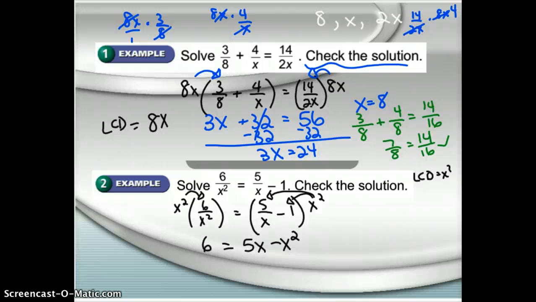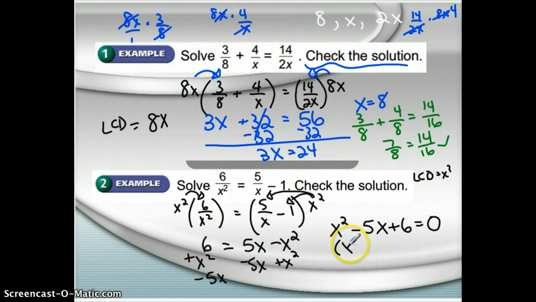So I'm going to want to set one side to equal 0. I always like to have a positive x squared, so I'm going to add x squared to both sides, and I'm going to subtract 5x from both sides. And so I'm going to have x squared minus 5x plus 6 equals 0. I'll solve this by factoring because I'm getting pretty good at that. I think x minus 3 times x minus 2 would equal x squared minus 5x plus 6. And so therefore I think x equals 3 or x equals 2.